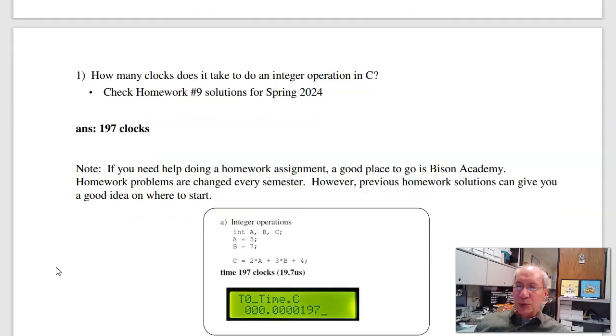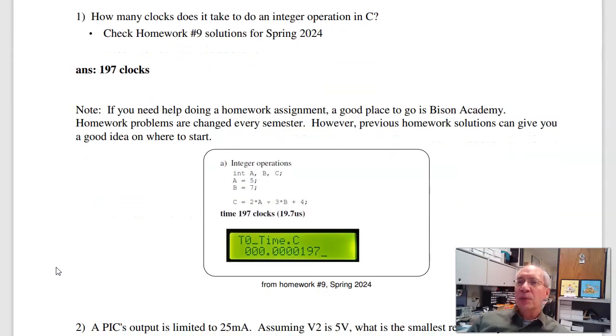Let's go through the problems one by one. The first problem is, how many clocks does it take to do an integer operation in C? Well, if you go to Bison Academy, you can look at old homework sets and solutions from homework 9, spring 24. We calculated that. Here's the solution from spring 24. It was 197 clocks, or 19.7 microseconds, to do an integer operation.